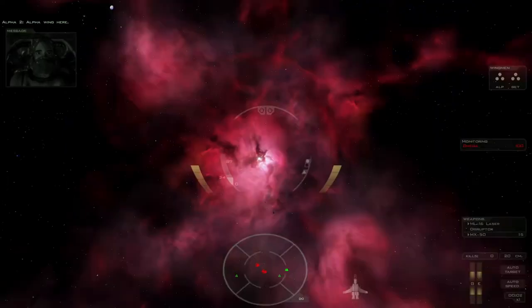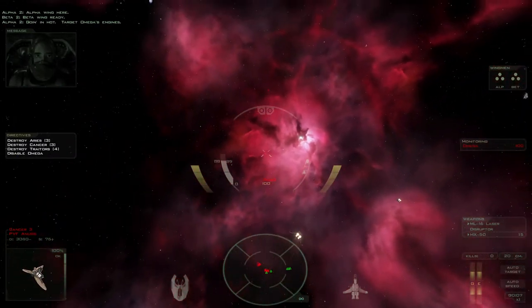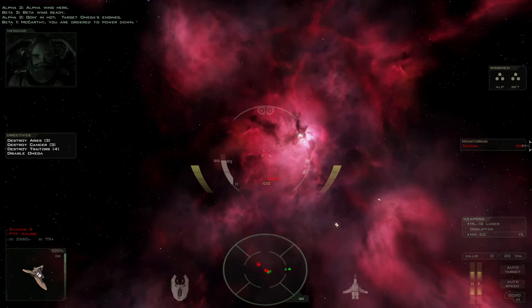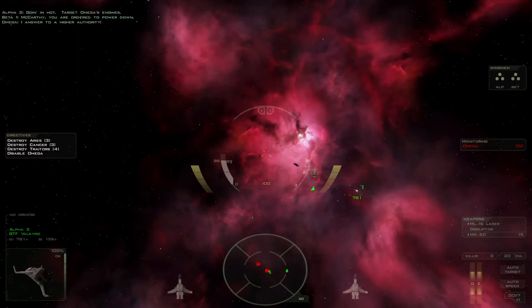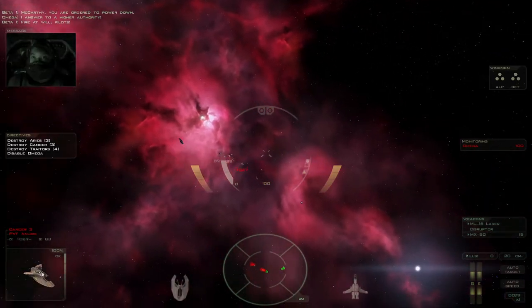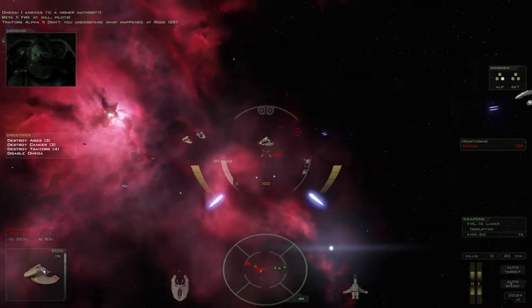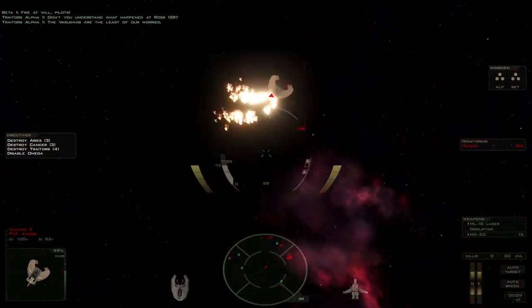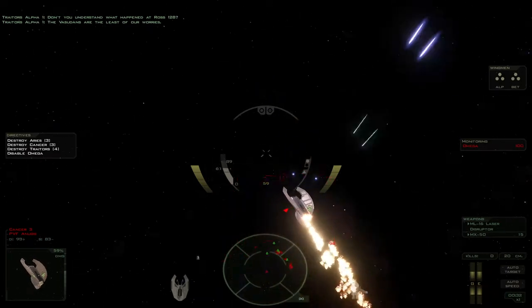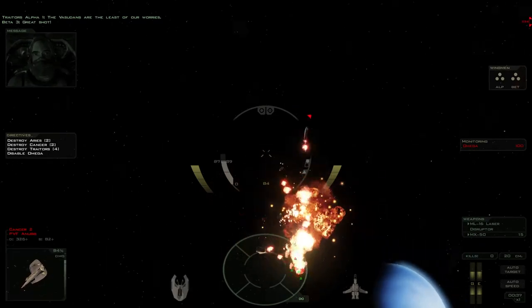Alright. Alpha Wing here. Beta Wing ready. Going in hot. Target Omega's engines. McCarthy, you are ordered to power down. I answer to a higher authority. Fire at will, pilots. Don't you understand what happened to Ross 128? Students are the least of our worries. Come on now. Great shot.